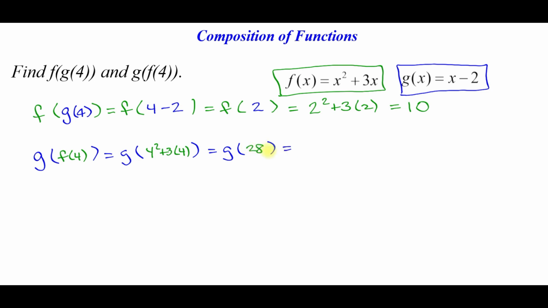Now we're going to take that 28 and we're going to plug it into the g function, which says take what's in the parentheses and subtract 2, which will give us a 26. Notice that here we switched the order of the composition and we did not get the same answer. So this is a counterexample to the statement about composition of functions being commutative. So remember, the commutative property says you can switch the order around and you'll always get the same answer. Here we have one example that shows us that that is not always true. So what we know is that composition of functions is not commutative.